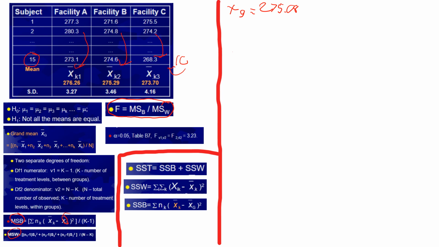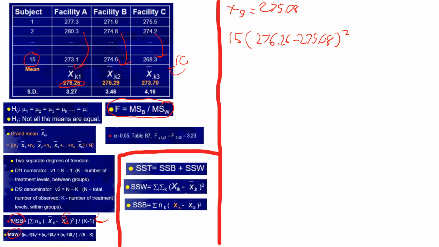So we're going to be using this equation. I'm going to be substituting things in because I don't feel like writing this twice. I'll write slow though, and I'll explain what everything is, so just follow along. We're adding all these things. We have 15, which is our n, times our xk minus our grand mean. So our first xk is 276.26, 276.26 minus the grand mean 275.08 squared. We're looking for a square difference.